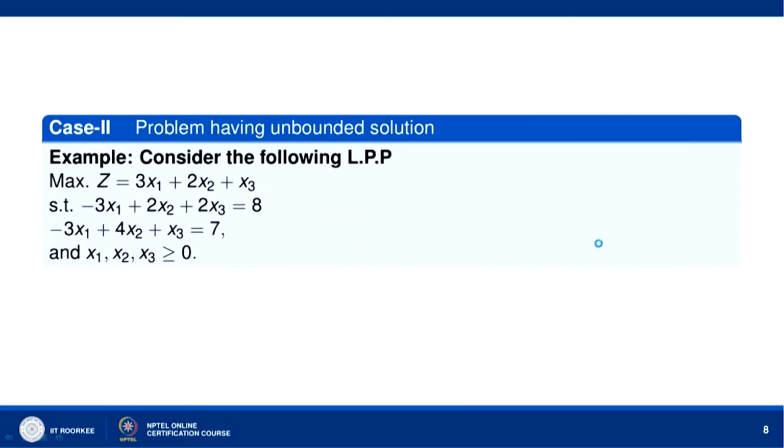Okay. Now, let us go to problem 2. Consider the following LPP. Here we will have unbounded solution. So, maximum of Z we have to find. Z is 3x1 plus 2x2 plus x3, and we are given the constraints minus 3x1 plus 2x2 plus 2x3 equal to 8, minus 3x1 plus 4x2 plus x3 equal to 7. x1, x2, x3 are non-negative.